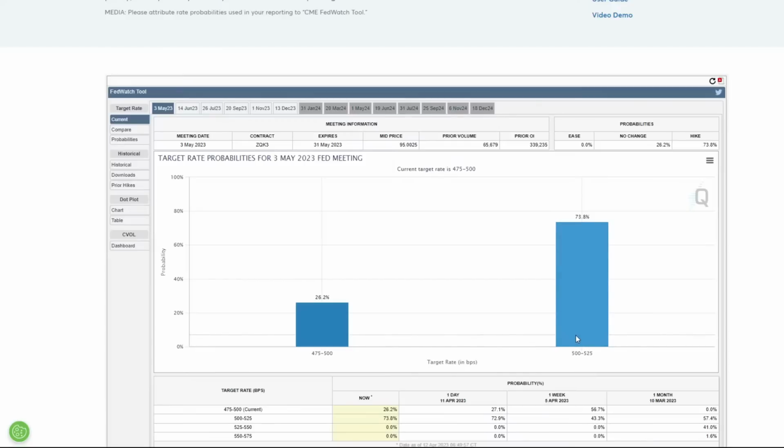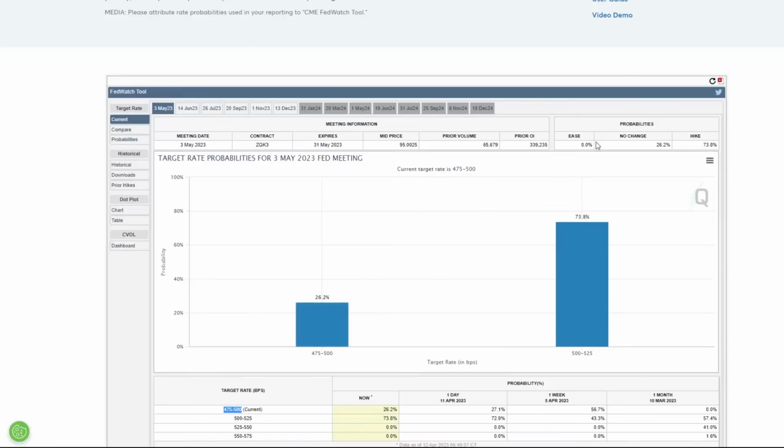So it's always a range that the Fed can define. The current rate is here 475 to 500, so it would lead to a 25 basis point increase, with 26% probability for no increase. That might change after today's inflation figures. So when you check in tomorrow, it might look completely different. It's very much fluid at the moment.